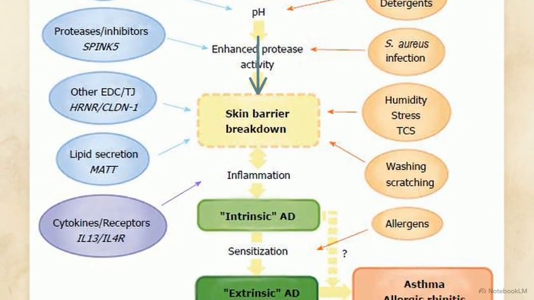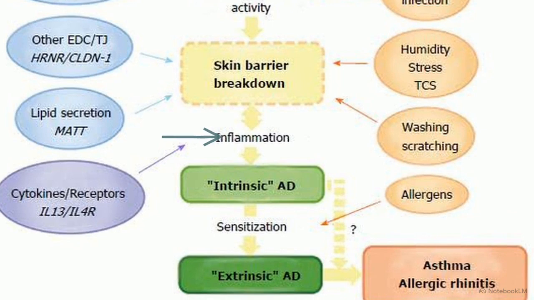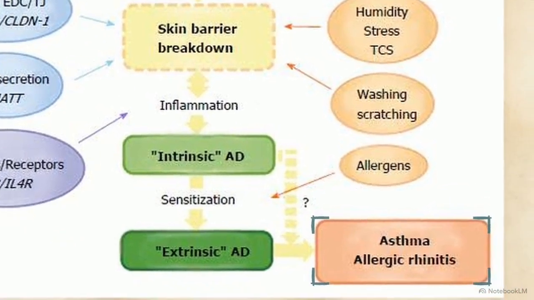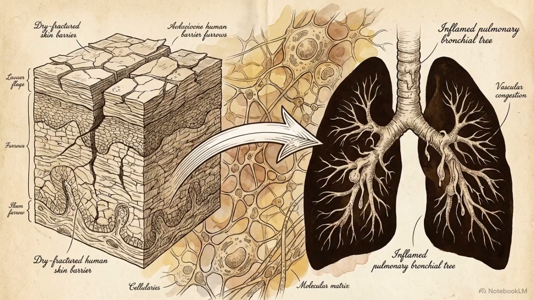With the barrier breached, allergens force a systemic shift. The immune system overreacts, creating an inflammatory environment. This progression is the atopic march. What begins as eczema systematically escalates, following the arrows down to the final box, eventually manifesting as asthma or allergic rhinitis. A severe respiratory disease can originate entirely from a localized dermatological defect colliding with an external allergen.